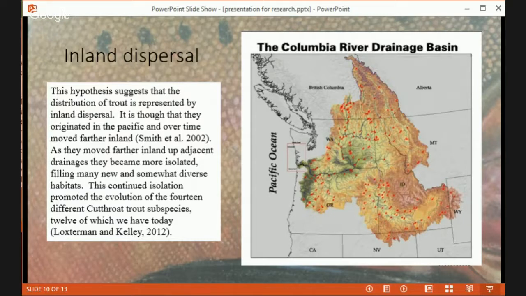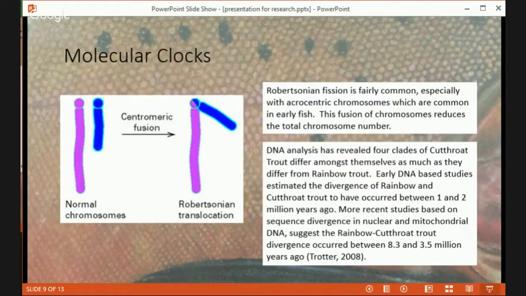Okay. So there's two. Let me back up a little bit. Actually, the second paragraph here talks about DNA analysis for the different clades of cutthroat trout differing.